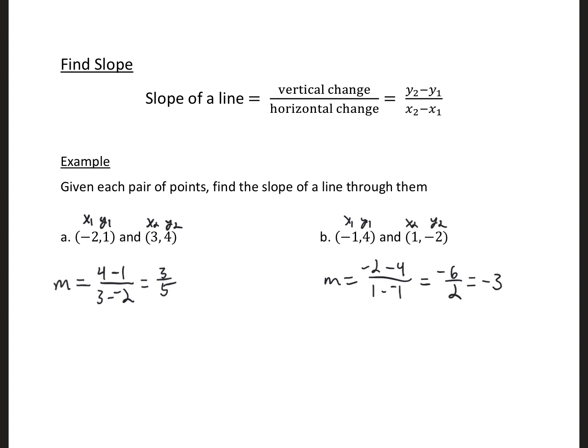Since negative 3 has a larger absolute value than 3 over 5, we would expect this line to have a steeper slope, and in addition, as you move left to right, you would expect this line to be falling.